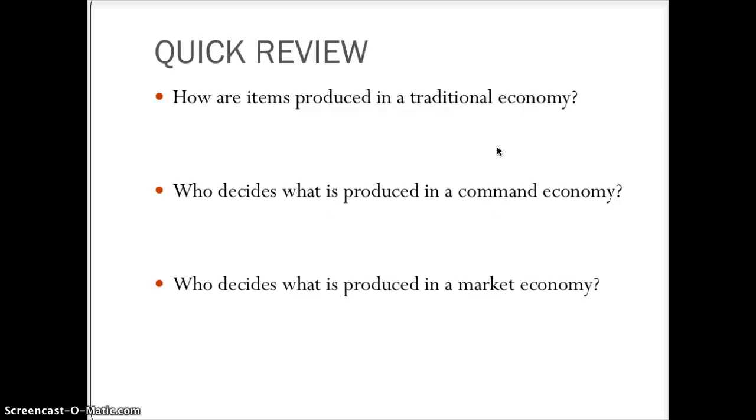So, quick review. Pause here, and on a separate sheet of paper, answer these questions. How are items produced in all three of these types of economy?